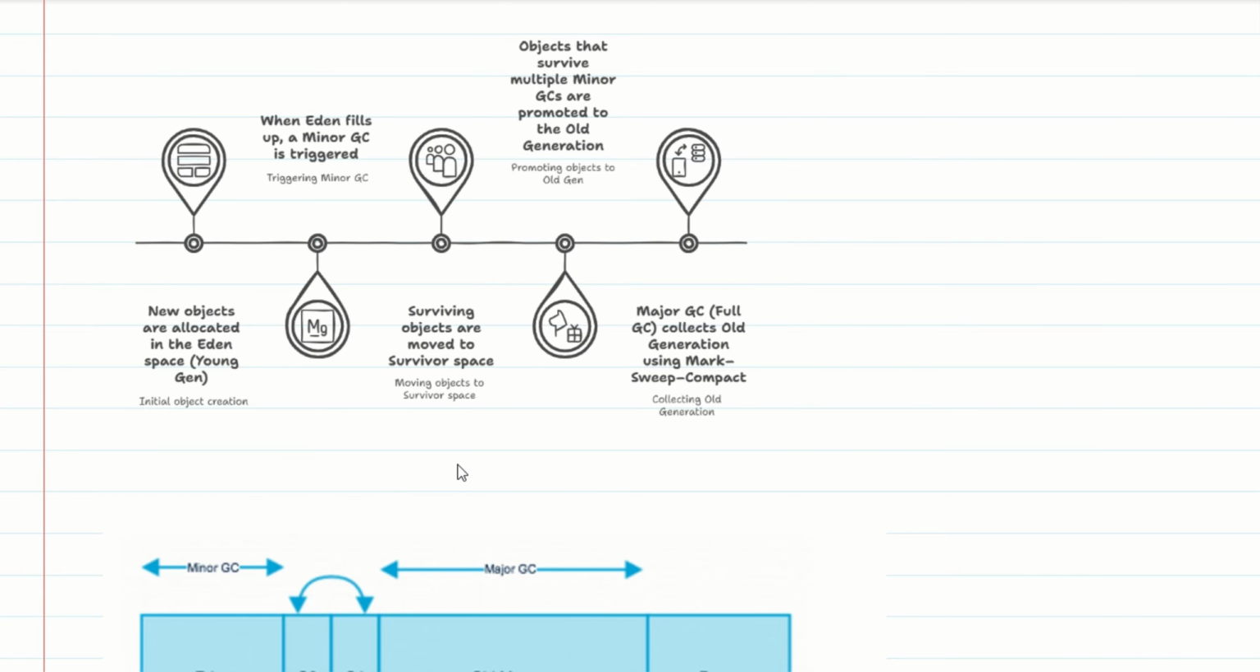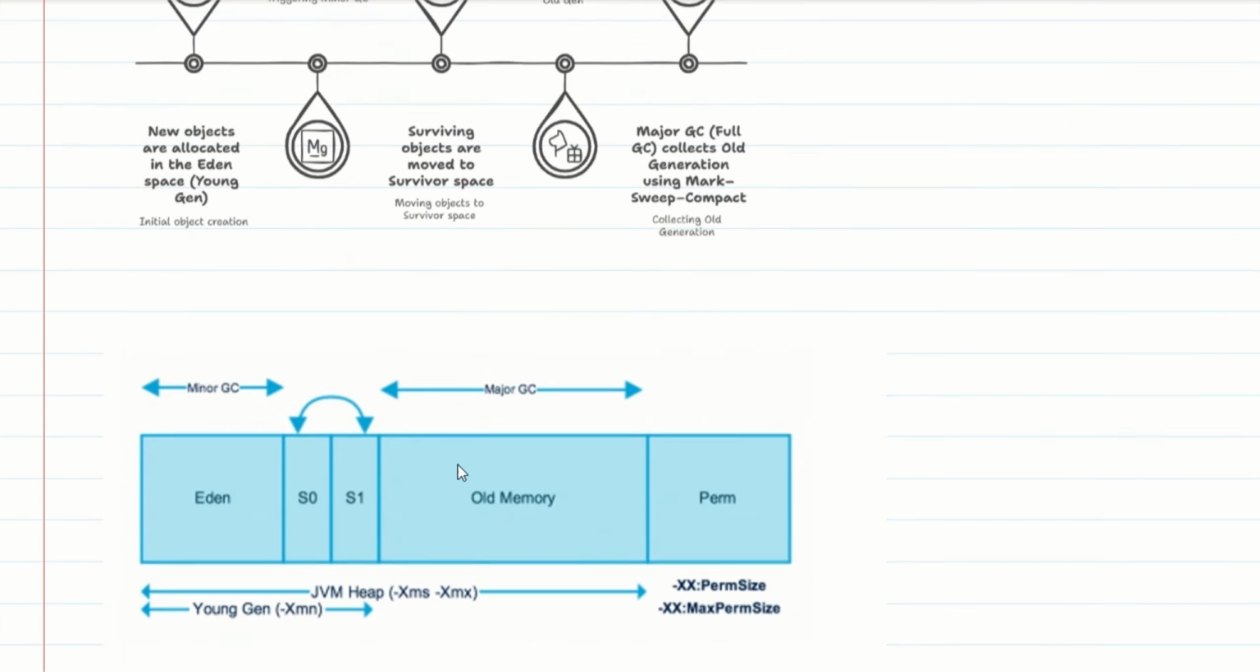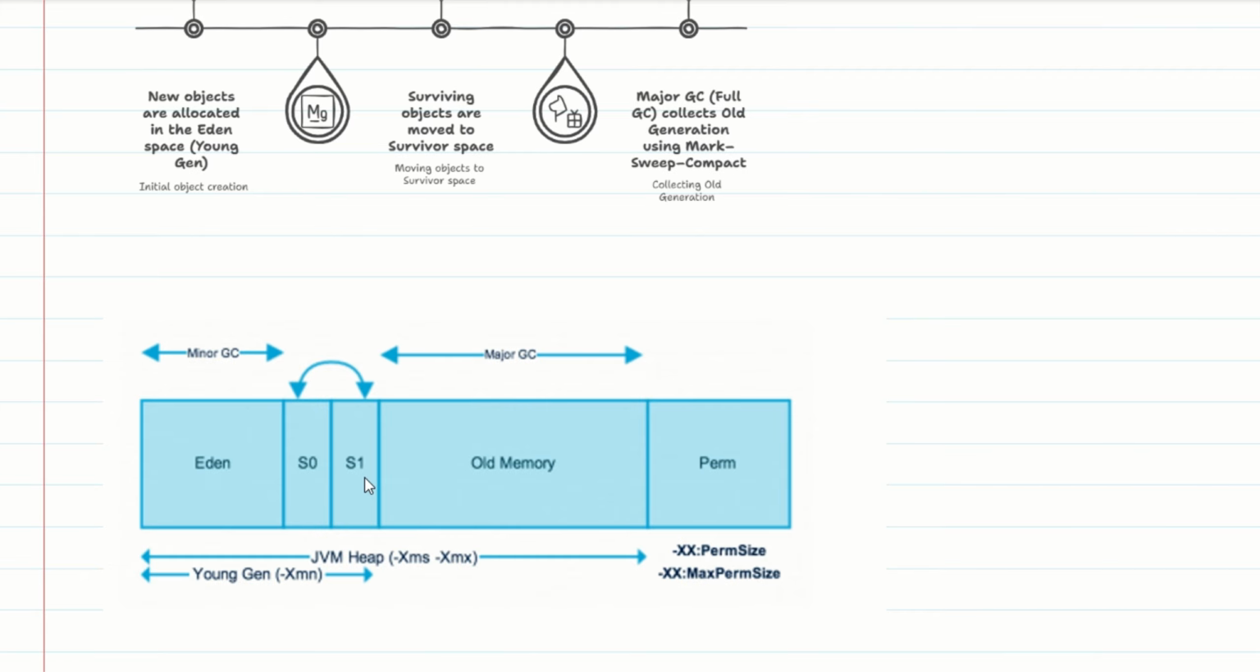So the cycle here is, once new objects are allocated in Eden space, that is the young generation, it's a first allocation using bump the pointer. Then minor GC and major GC happen. So object allocation, minor GC, and the less frequently used major GC. When Eden fills up, a minor GC is triggered, and surviving objects are moved to survivor space, that is S0 or S1. Objects that survive multiple minor GCs are promoted to the older generation, like old memory.